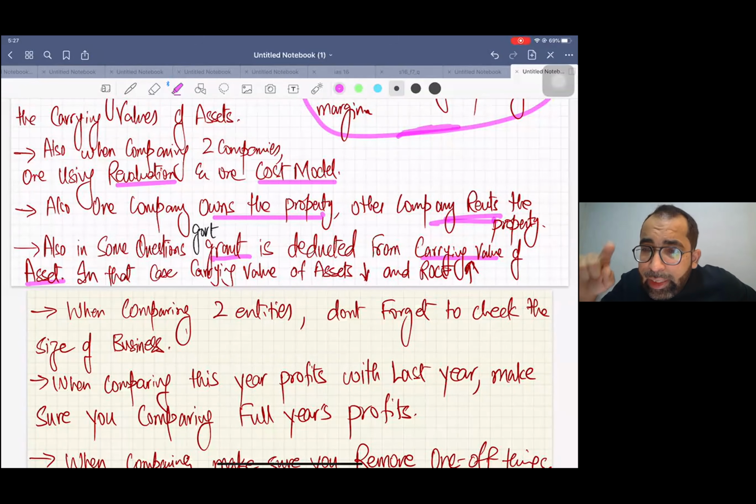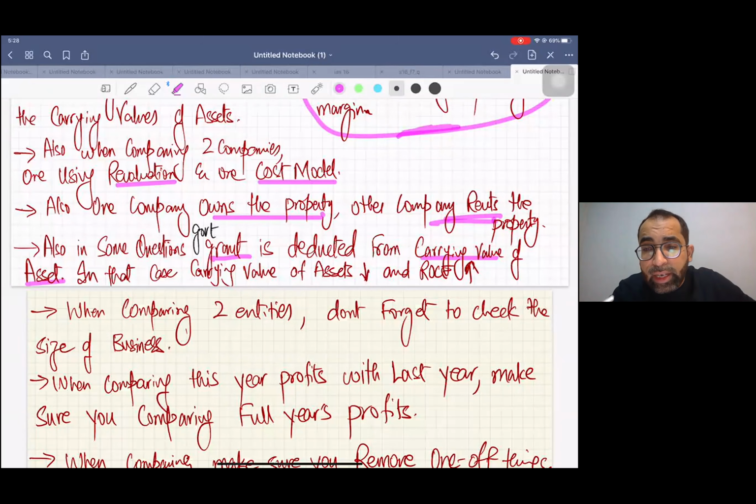And what's the second option? I can simply deduct the grant received from my asset. This approach is also allowed. Hope you remember IAS 20. If you are using the second approach, that means 100,000 cost of the asset less 20,000 grant, so your asset value will immediately go down. And what happens when your asset value goes down?